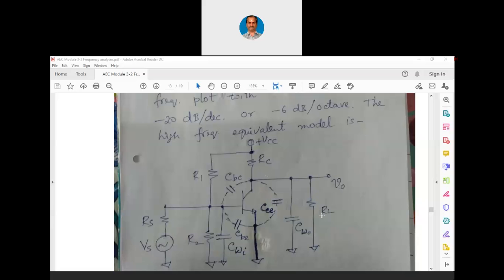Similarly, at the output side, you have the output wire. The same thing is applicable. Output is connected by means of a wire, and that wire also will have a capacitance, that is parasitic capacitance, that is shown here as CWO with reference to ground.